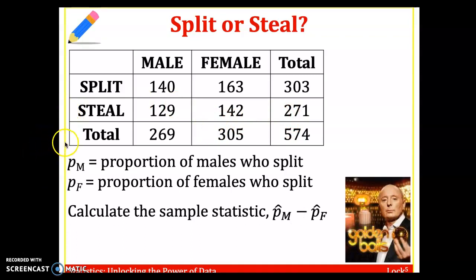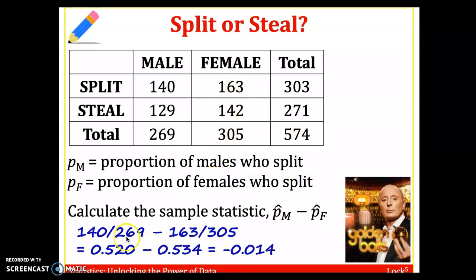All right, so the first thing we want to do is calculate the sample statistic, P hat M minus P hat F. So if we set it up this way, P hat M is going to be the proportion of males who split, so that's 140 over 269. And then we're going to subtract the proportion of females who split, which is 163 over 305. So 140 over 269 minus 163 over 305. Subtract those 2, and I get minus 0.015.